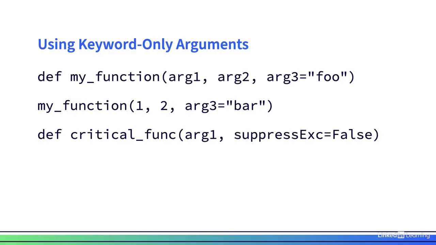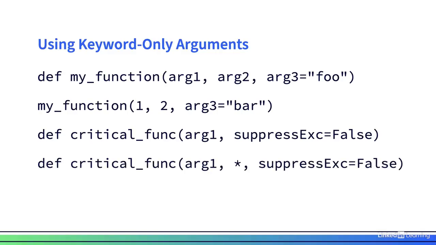So to accomplish this, in Python, you can separate your positional arguments with a single asterisk character followed by parameters that are keyword only, right? They have to be specified by keyword. So let's see how this works in the code.